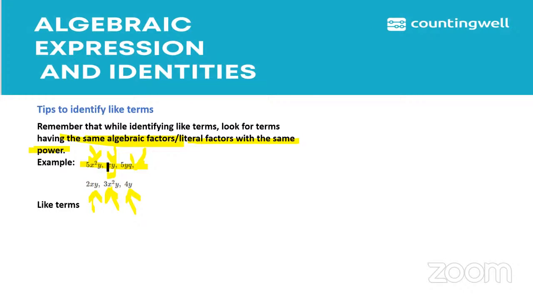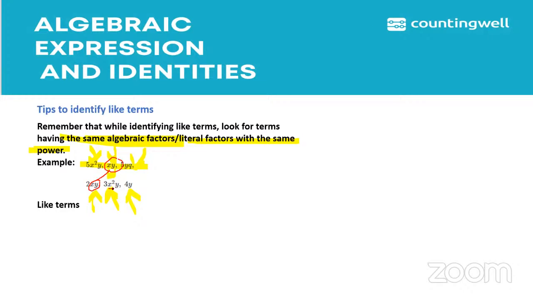x, y. We have x, y for this term. We have x, y for this term. We have x, y for this term. Note that the powers are also the same, x to the power 1. Here also x to the power 1, y to the power 1. So these two are like terms.